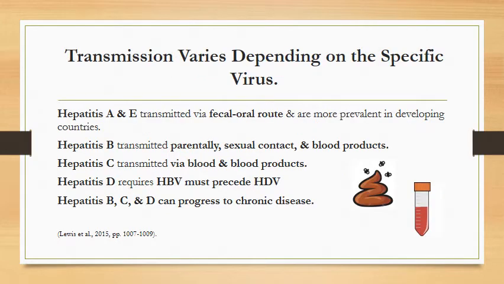Here we have 5 types of viral hepatitis. For example, hepatitis A and E. Both can only manifest in the acute state. They are transmitted by the fecal-oral route and are more prevalent in developing countries, especially hepatitis E. The source of infection may be acquired through poor personal hygiene, poor sanitation, and mainly contaminated food and water. The best measure of prevention is hand washing.